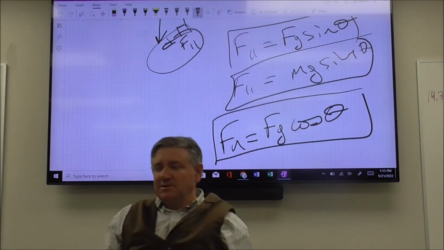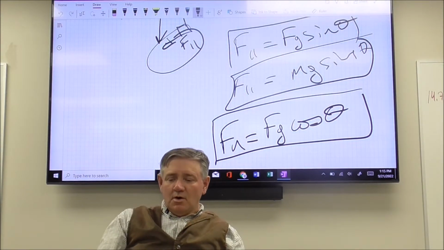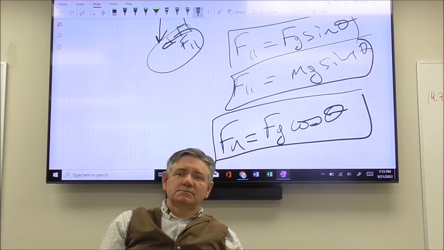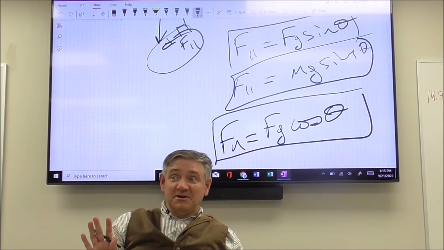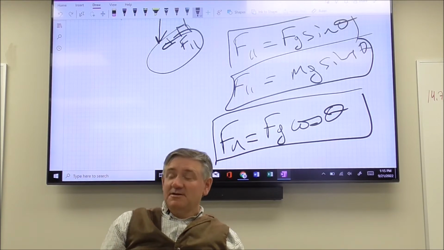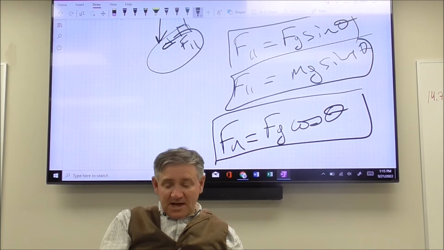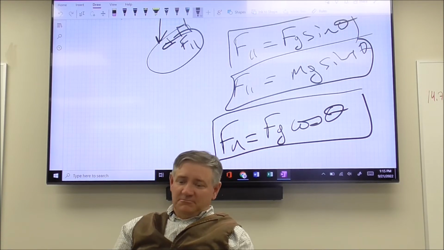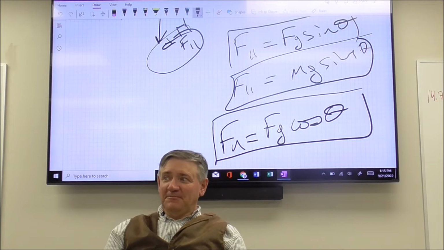Now, here's the beauty of trig. So if you're on a flat surface, what's the sine of 0 degrees? What's the sine? It's either 1 or 0. 0. Okay? So the sine of 0 degrees is 0. So on a flat surface, how much force parallel do you have? 0. That's why it sits here. Oh, that's kind of cool, right?